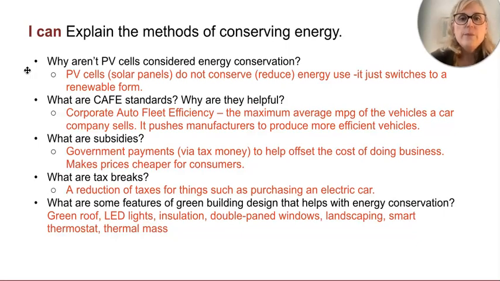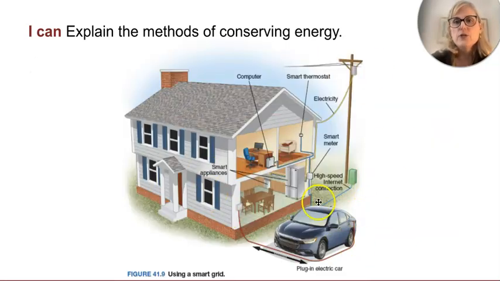And then what are some features of a green building design that helps with energy conservation? Having a green roof, like plants on your roof, LED lights, insulation, double paned windows, landscaping, smart thermostat, thermal mass. And there's just a little picture of some of those things again. All right, and that wraps up Unit 6.